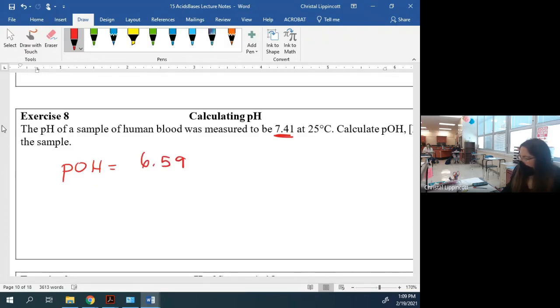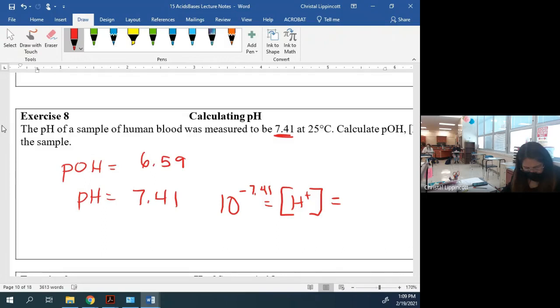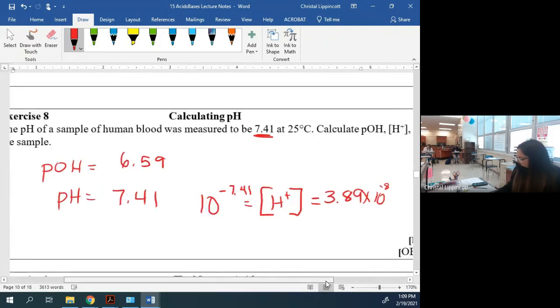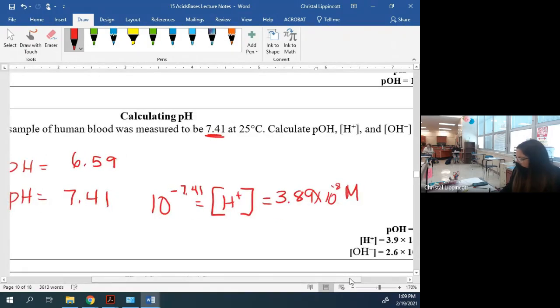Okay. Now, if I have the pH, they said was 7.41, if I do 10 to the negative 7.41, that will give me my H plus concentration. And there you should end up with 3.8. Well, I guess it would be 0.89, so 2 sig figs, times 10 to the negative 8. And that is a molarity, so you should have a capital M behind it.